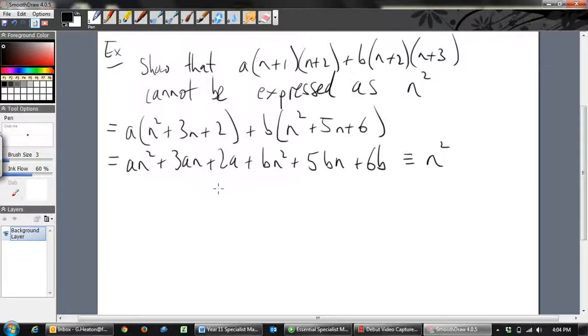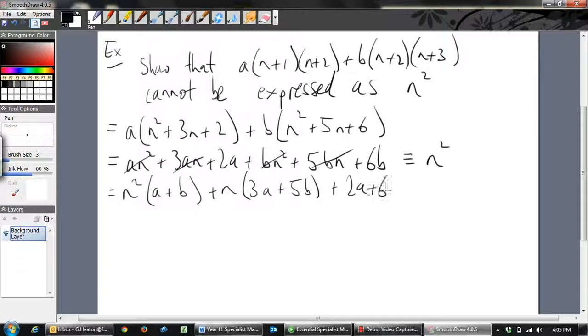Let's see what happens. Right, let's do the n squared terms. Our variable this time is n, not x, obviously. I should just do this nicely for you. I'll just take out, let's say, n squareds. How many n squareds do I have? I've got a there, and I've got plus b there, and that's it. Let's have a look at how many n's we have. We've got 3a lots there. Take that out. Any others? Plus 5b, and that's it. Plus 2a plus 6b.